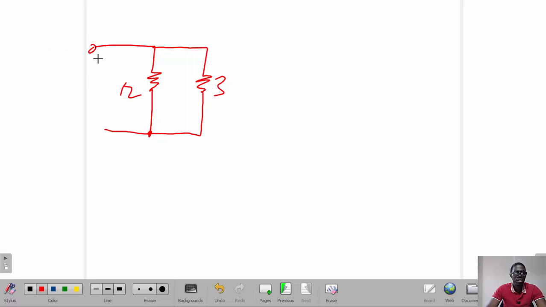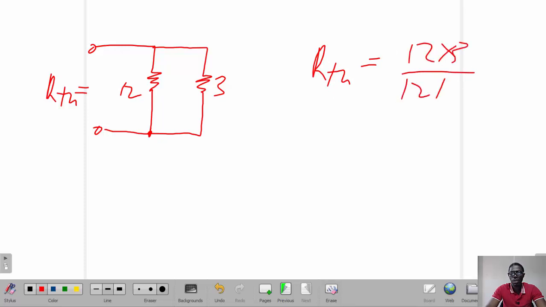From there, we've got 12 ohms and 3 ohms parallel to each other. So at the terminals here, the R Thevenin that is seen is basically equal to 12 times 3 over 12 plus 3. And this gives us 2.4 ohms as the Thevenin's resistance.